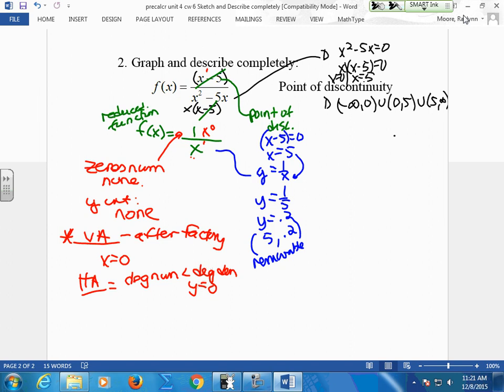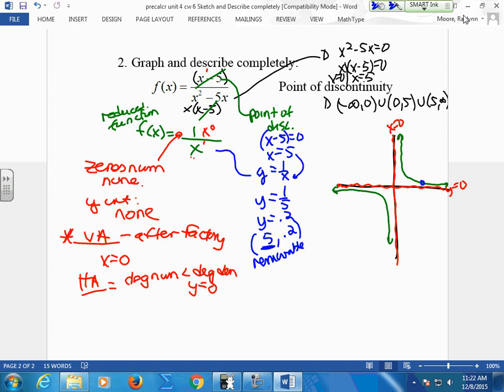So we start our sketch with our asymptotes. We've got y equals 0. We have x equals 0. And this is how we show your point of discontinuity. Your graph comes down, looks pretty nice. The graph comes down here, looks pretty nice. But when x is 5, right here, you have a little open point. And that's how we show your point of discontinuity. We just put a little open point there.